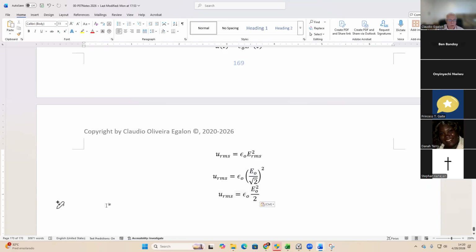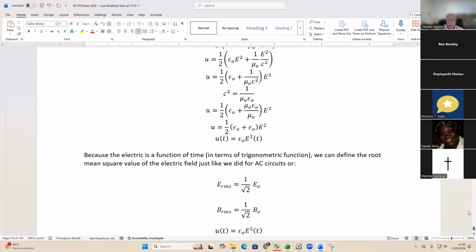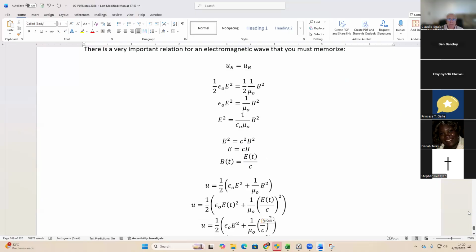And we can also write that in terms of the B field. So here we go. We have the relationship between E and B, right in here.